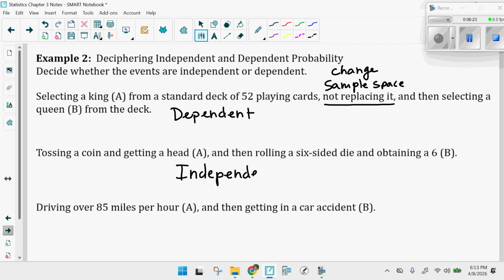So the first event, tossing a coin, is not going to affect what the result is when we roll the dice. Number 3, driving over 85 miles per hour and then getting in a car accident. So the first event, driving 85 miles per hour, is probably affecting whether or not you get in a car accident. So this would be a dependent situation. So that is going to affect the car's mobility and give you a different chance of getting in an accident.